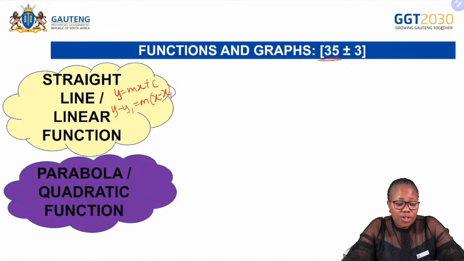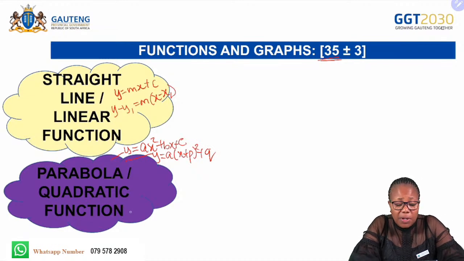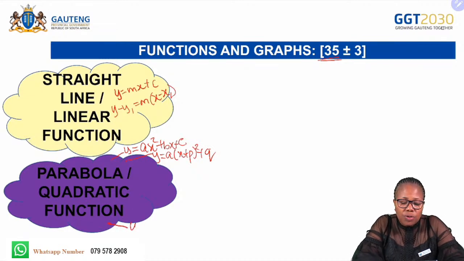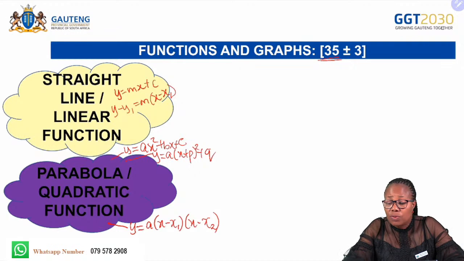The second function is a parabola or a quadratic function. With the quadratic, we know the original formula is y = ax² + bx + c, or it can be y = a(x + p)² + q. Or when you are looking at the equation of this parabola curve, remember you can also use y = a(x - x1)(x - x2) when you are given the x-intercepts of that particular function.